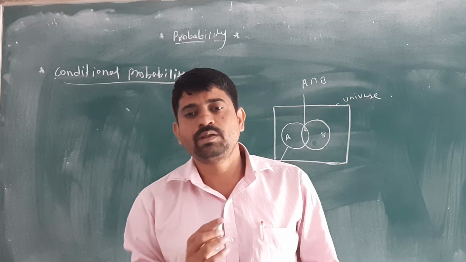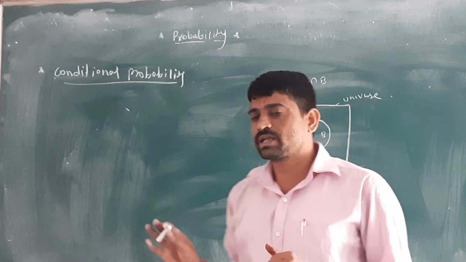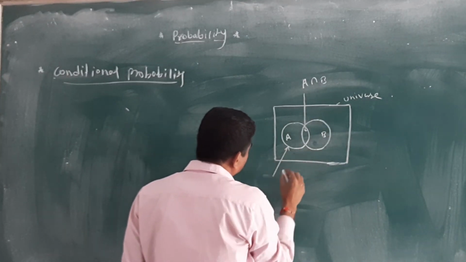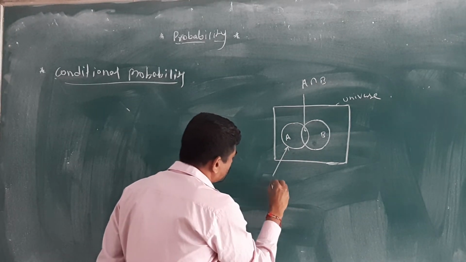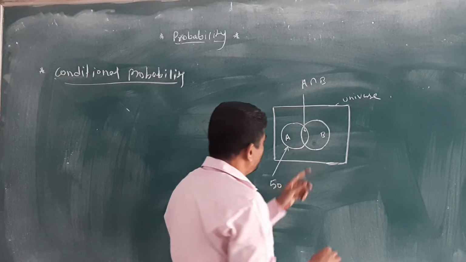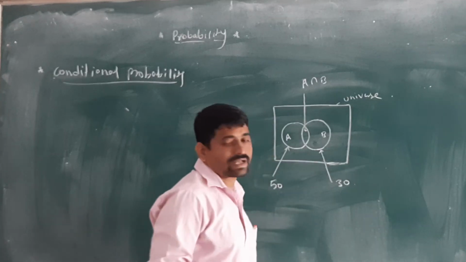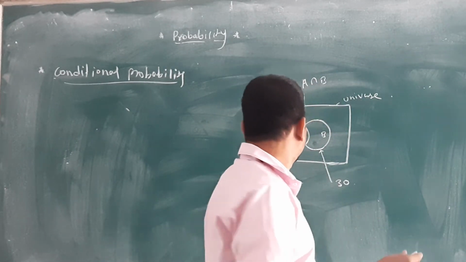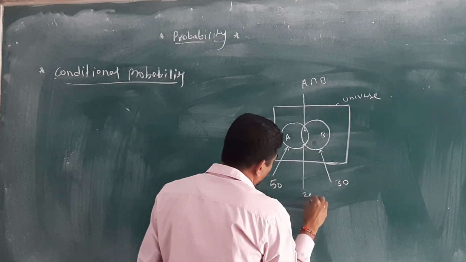Suppose we take one example. I will consider 100 students. Out of those 100 students, group A students like apple: 50 students like the apple. Then the remaining, group B students, suppose like orange: 30 students like the orange, and the remaining 20 students like both apple and orange.